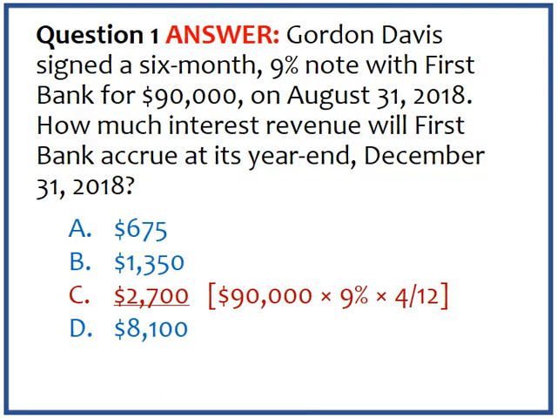The answer is $2,700, which is calculated as $90,000 principal times 9% rate times 4/12. The 4 is the number of months that this note would have been outstanding during 2018.